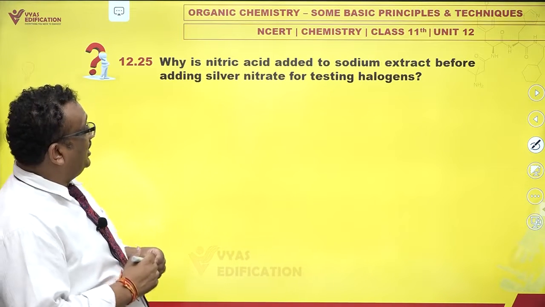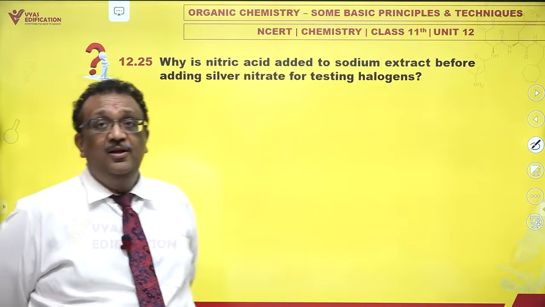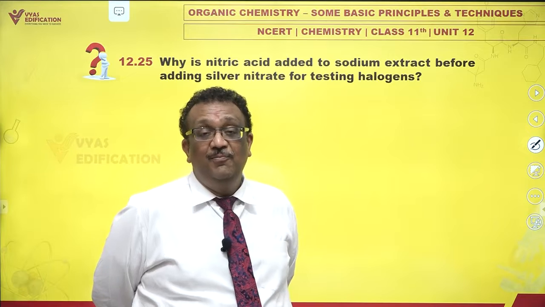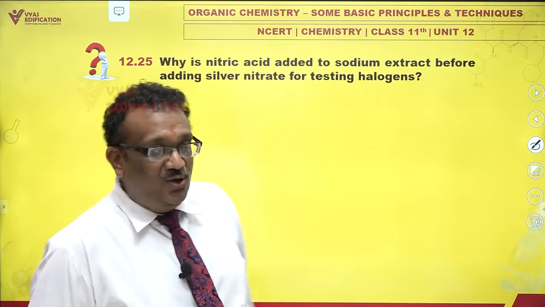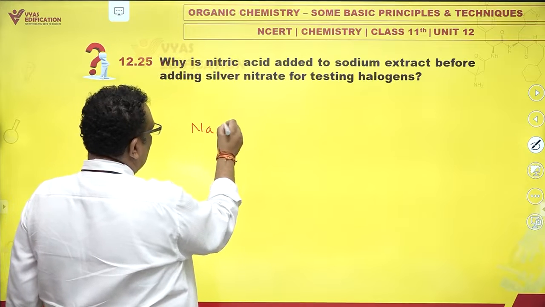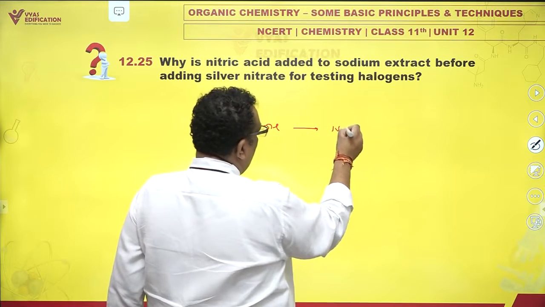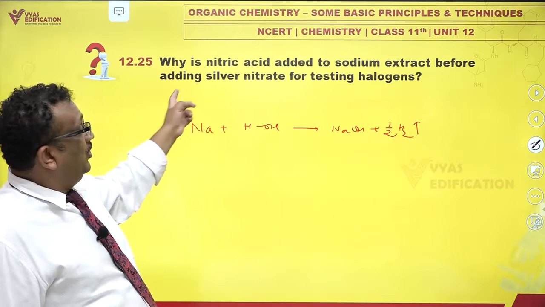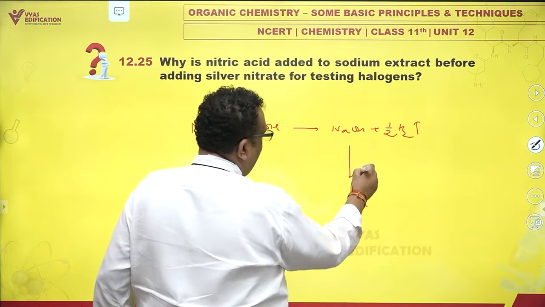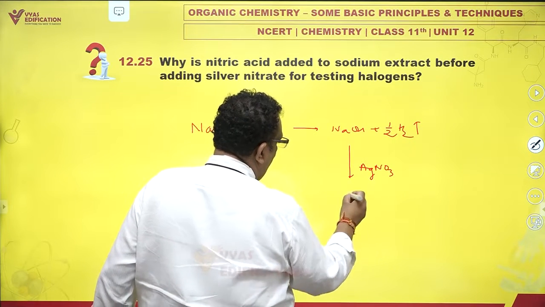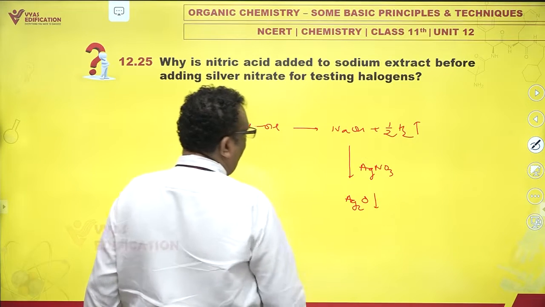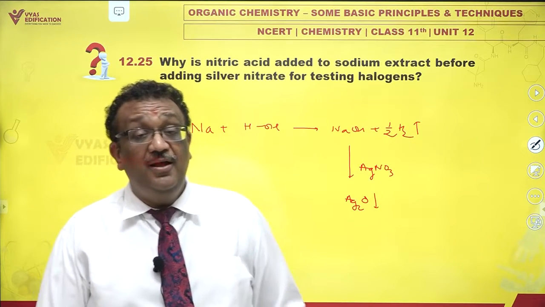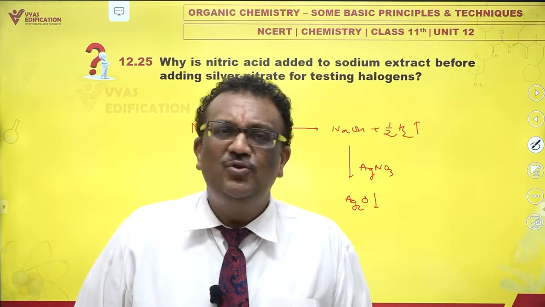Why is nitric acid added to sodium extract before adding silver nitrate when testing for halogens? Now this is very necessary because sodium extract makes the solution alkaline. You have unreacted sodium, and this unreacted sodium reacts with water to produce NaOH. If you are adding silver nitrate, in case NaOH is present, you would get a black precipitate of silver oxide. This NaOH would produce a black precipitate of silver oxide with silver nitrate, and this is something which you don't want.